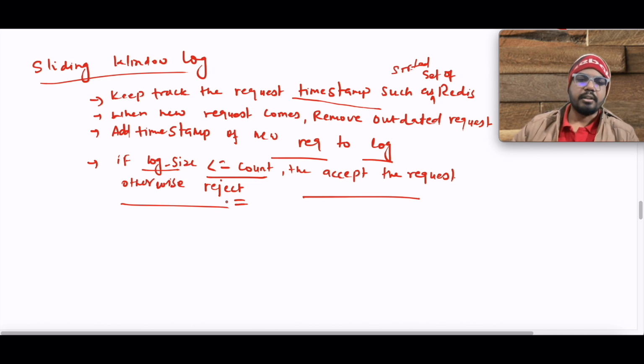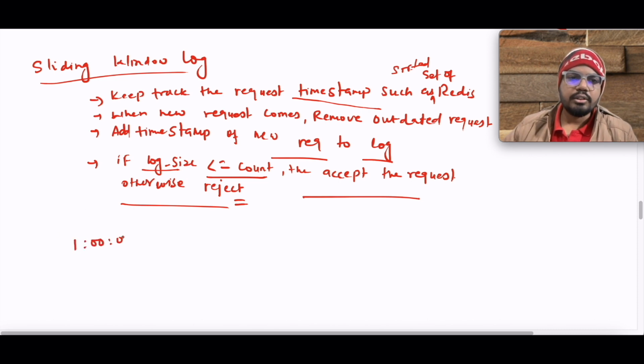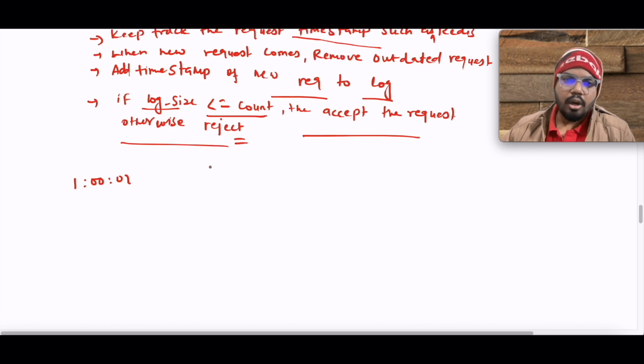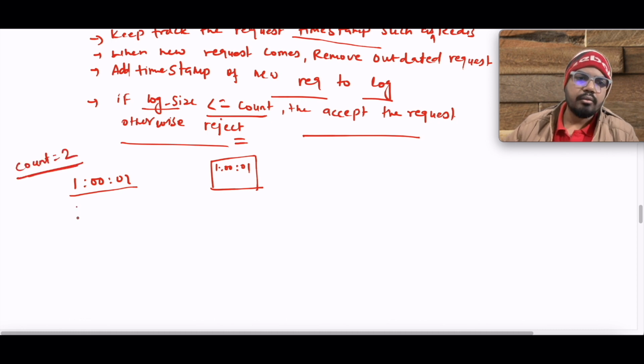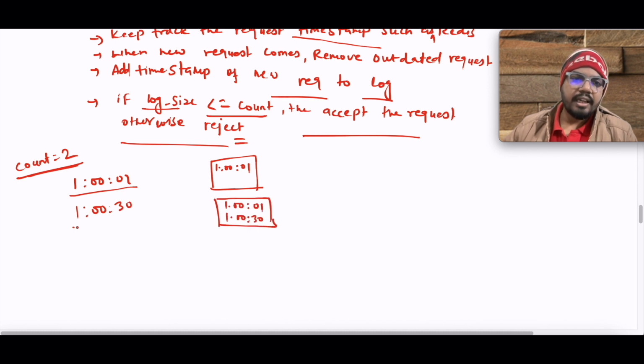Let's take an example. Suppose a new request comes at 10001. At that time the log is empty, which means it will allow the request and this particular timestamp will be added to the log. And suppose the allowed count, the predefined count, is equal to 2. The next request comes at 10038 seconds. So it will insert that timestamp, and after that it will check the log size against the counter. The log size is 2 and the count is 2.